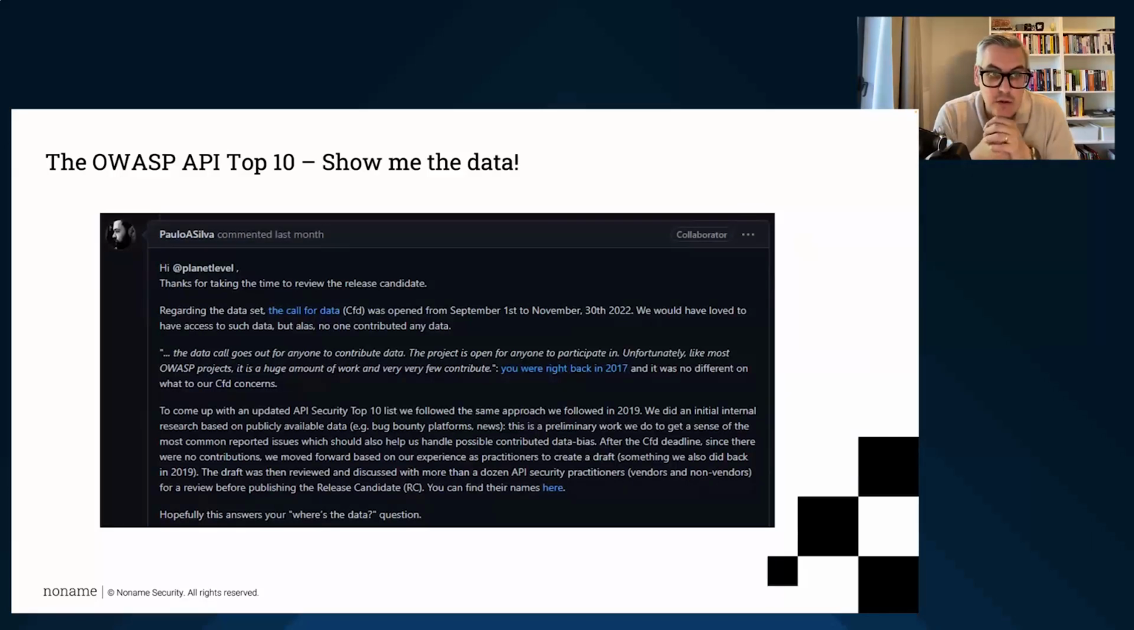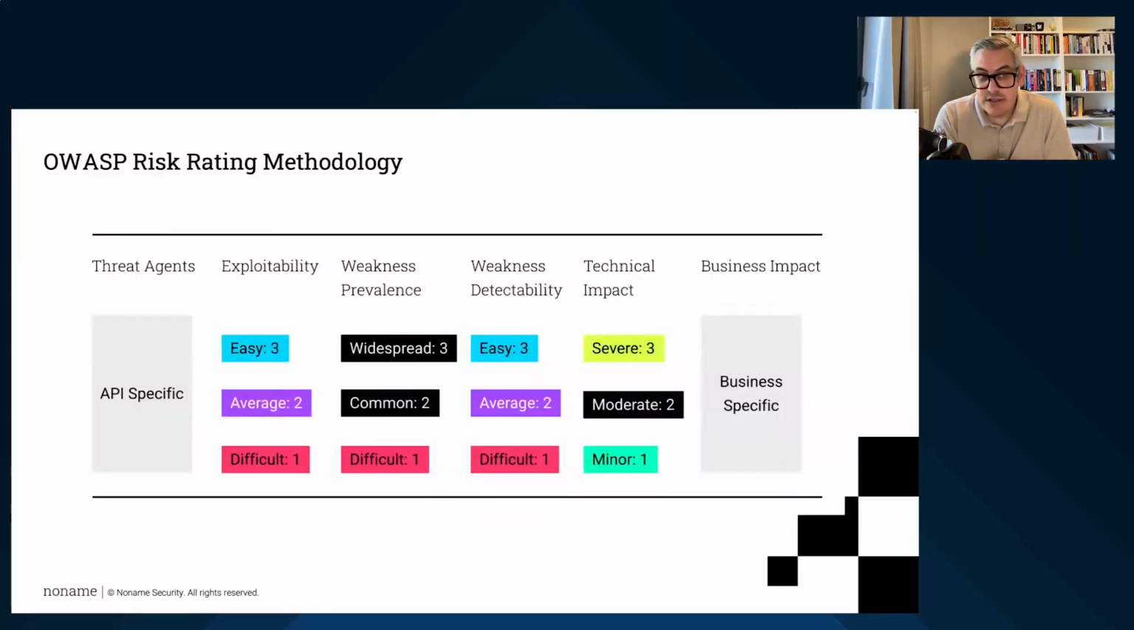How does the OWASP risk rating methodology work? They have the same sort of methodology across all of their top 10 lists. In this case, they look at the threat agents, which for this list specifically, of course, is only about APIs. They then figure out how easy or difficult it is to exploit. So for a particular category that they describe, like broken authentication, for example, is it difficult, average, or easy to exploit? How prevalent is it? So how many issues in that category would they see across their customer base and so on?